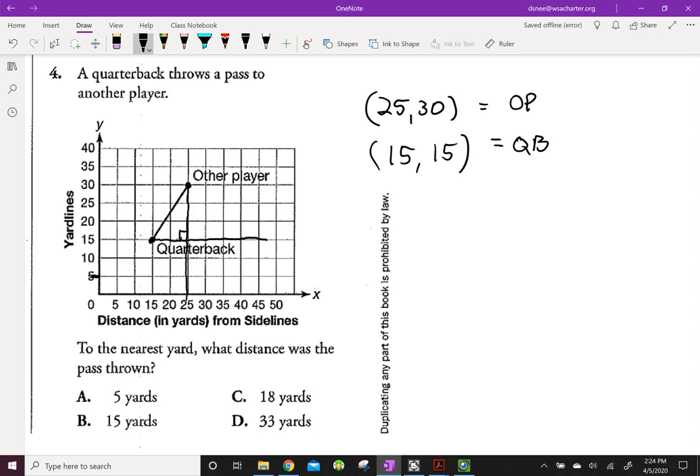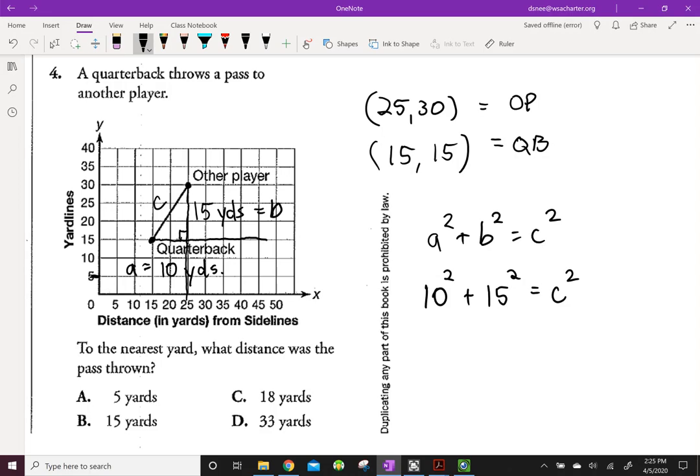The 2 legs are 10 yards, from 15 to 25, and 15 yards, from 15 all the way out to 30. So my 2 legs are 10 yards and 15 yards, and my hypotenuse is the distance that the quarterback threw the ball. I'm going to use my Pythagorean theorem and plug those values in. A is 10 and B equals 15. Square both of those values and add them together to find the square of the hypotenuse.